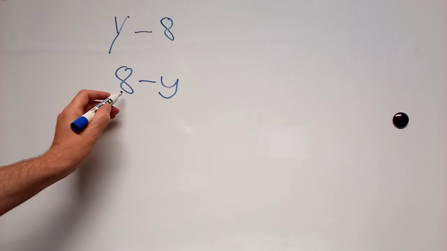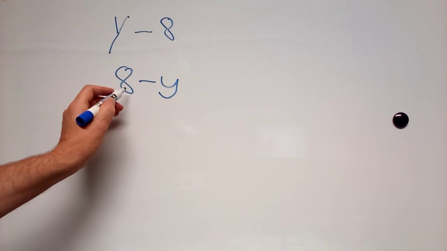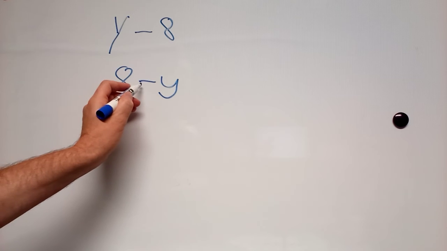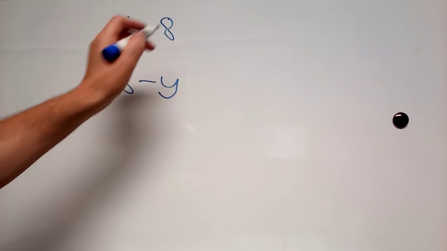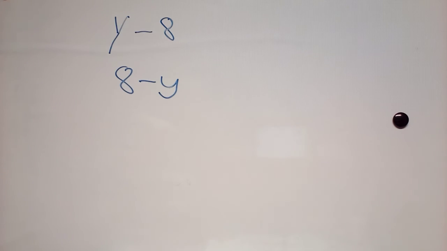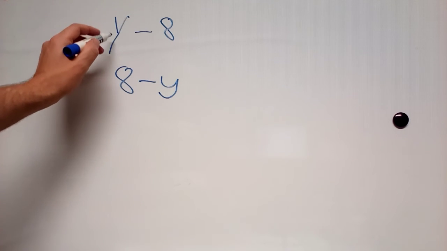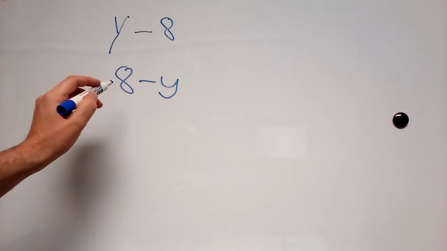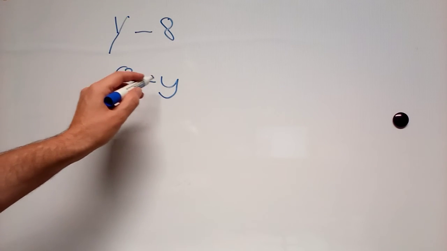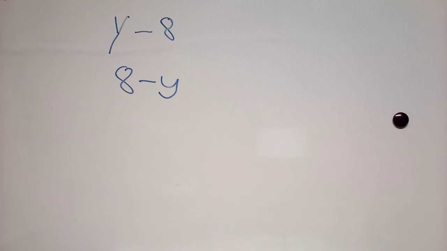So this is 8 subtract a number. This is a number subtract 8. So when you read it, this is a number less 8. This is 8 less a number. So very, very tricky the way that shows up.